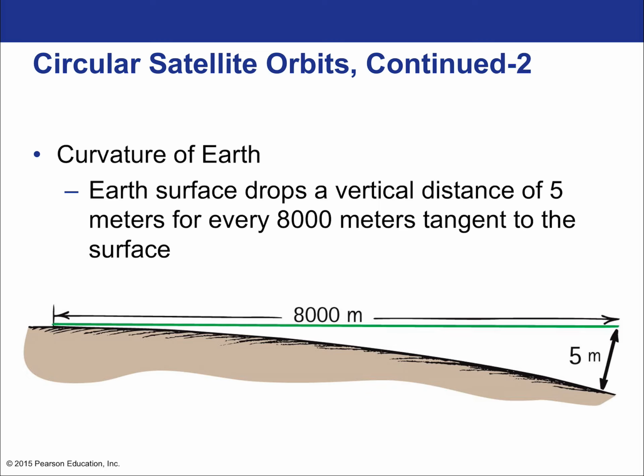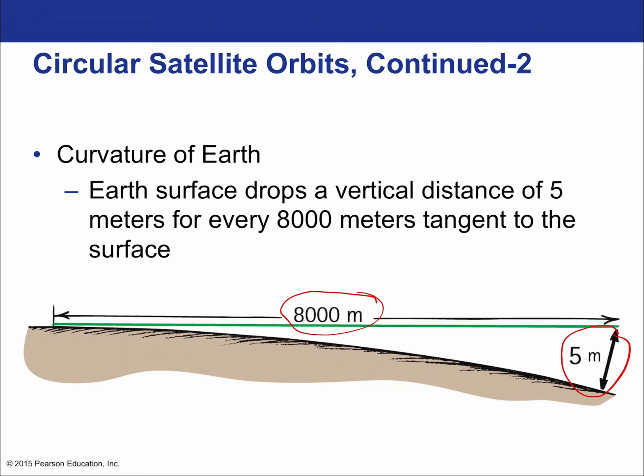Here's the idea. This is how fast you have to go. If you had a satellite right at the surface of Earth, it would have to travel 8,000 meters per second because that's the actual curvature of Earth. In other words, the Earth drops 5 meters for every 8,000 horizontal meters you go, because it's a sphere. That's the approximate curvature of Earth.